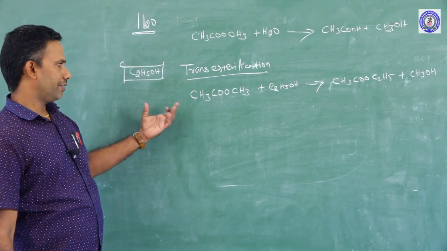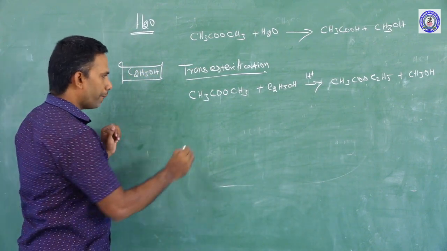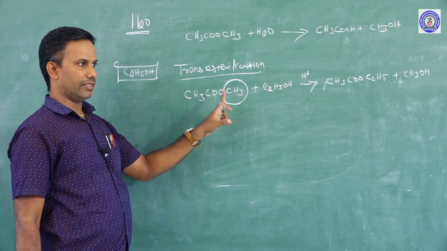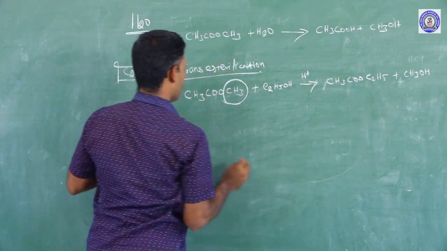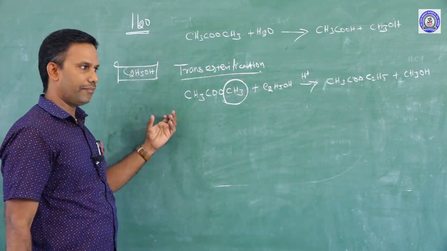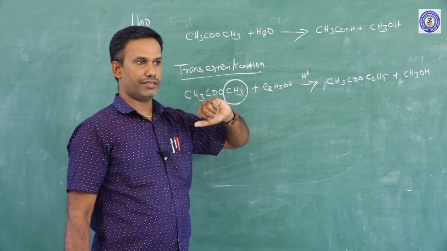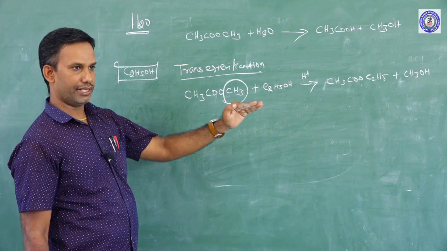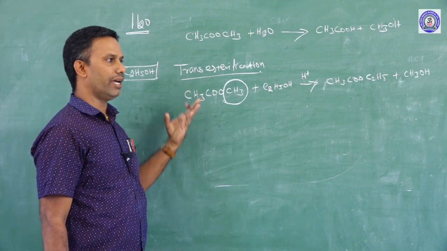What is happening here, sir? In the presence of mineral acid H+, otherwise the reaction will not take place. Methyl acetate, alcoholic part. In this ester, the alcoholic part is methyl alcohol. Methyl alcohol is replaced by ethyl group. So methyl acetate becomes ethyl acetate. So one ester is transformed to another ester. That's why this is called trans-esterification. This is a method used to prepare a higher ester from the lower ester.